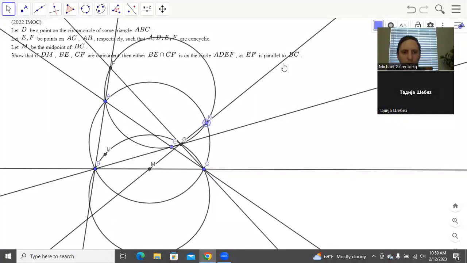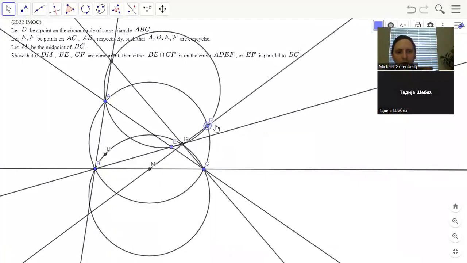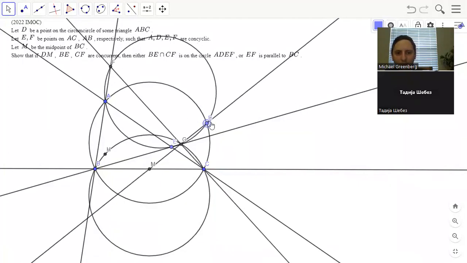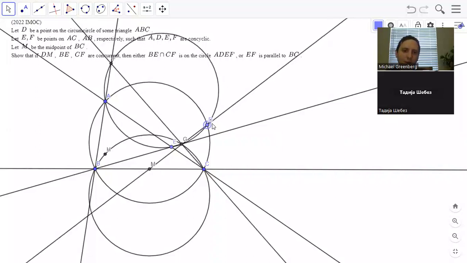Interesting. Yeah, it's weird they say the circle. Oh, the circle ADEF. I don't know why I got so confused. Okay. All right, so it works in those two situations. We just have to show that those are the only situations.